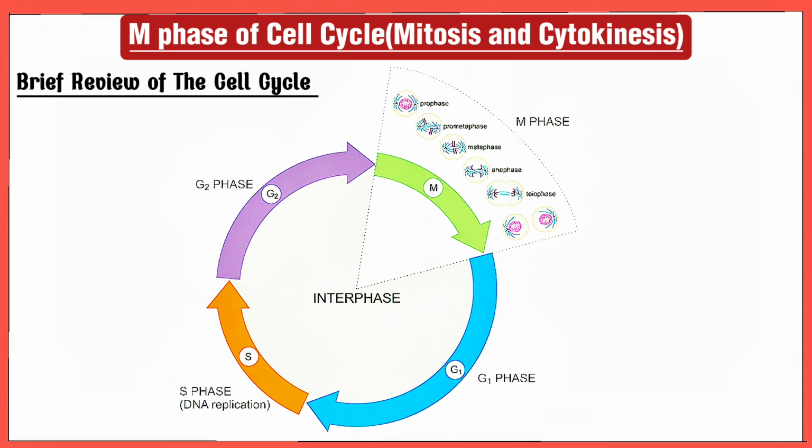And the M phase represents cell division. The cell division includes mitosis, which is the division of the cell nucleus, and cytokinesis, which is the division of the cytoplasm. And remember, we said that cells spend most of their time in the interphase. Well, in today's video, we'll talk more about the M phase of the cell cycle.